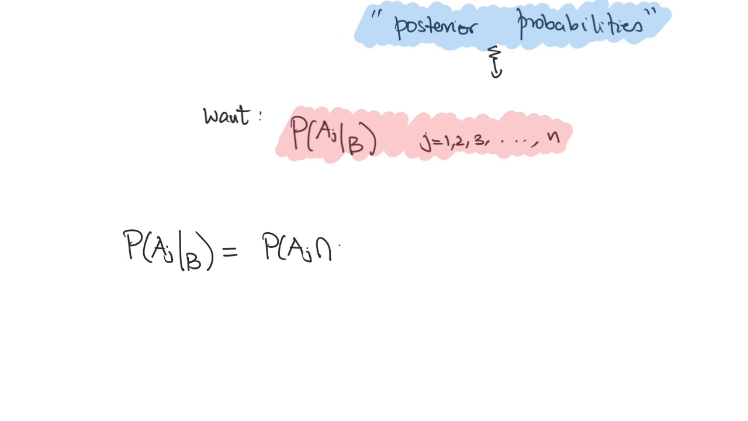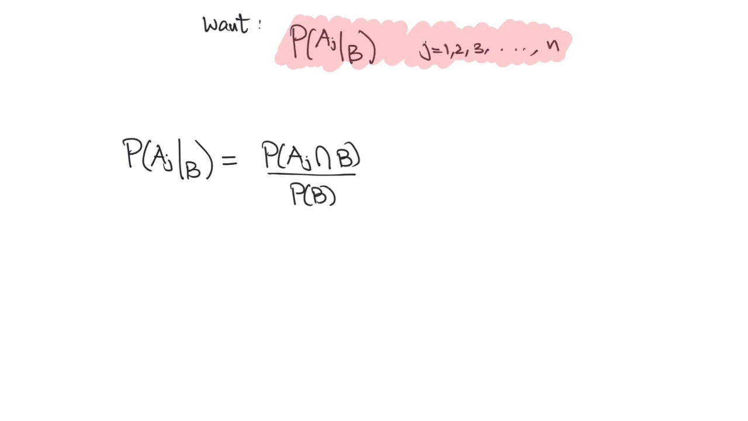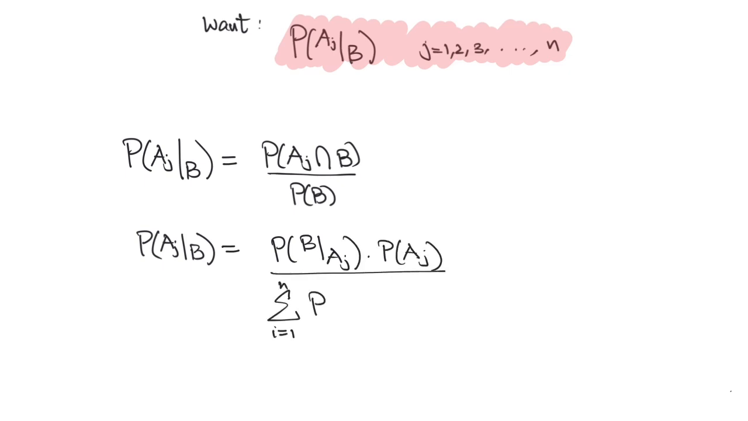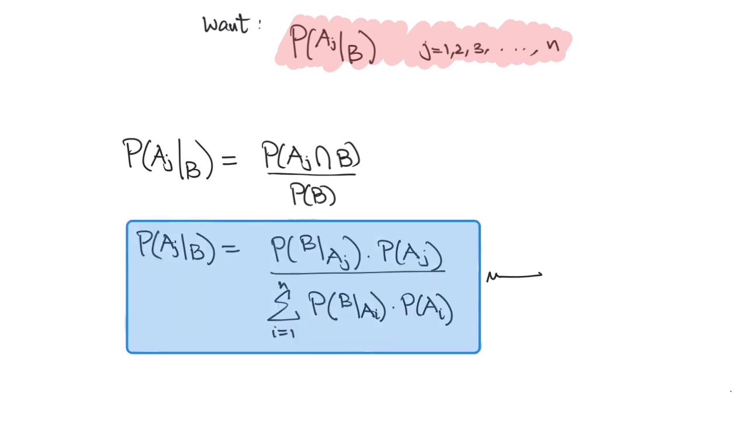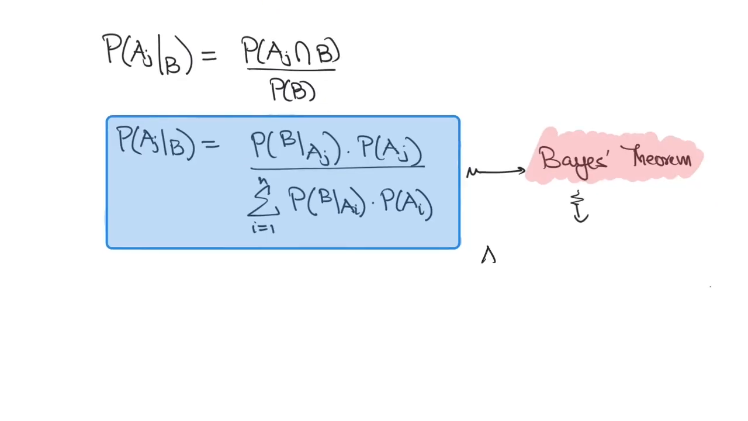Notice using the multiplication principle, the probability of Aj given B is the probability of Aj intersect B divided by the probability of B. And now we can solve this equation to get the following formula, which is known as Bayes' theorem. Notice that all probabilities on the right-hand side of this equation can be calculated from the tree diagram.